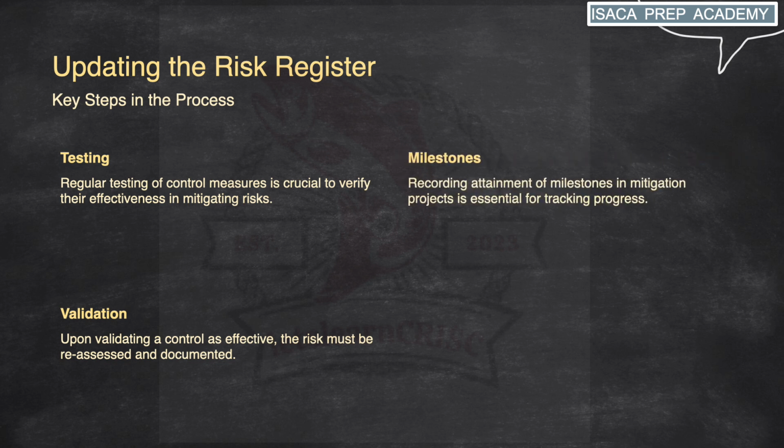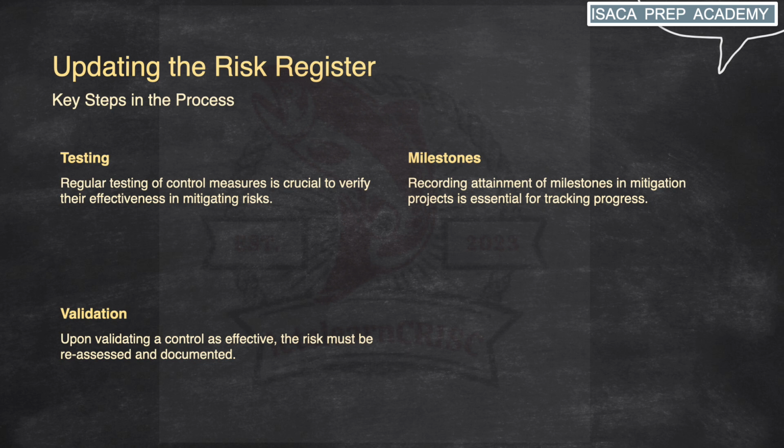Next is milestones. Friends, recording the attainment of milestones in a mitigation project is crucial for effectively tracking progress and ensuring the successful implementation of the risk mitigation efforts. Friends, milestones represent significant achievements or stages in the project timeline, indicating progress toward the overall goal of reducing or eliminating identified risks.